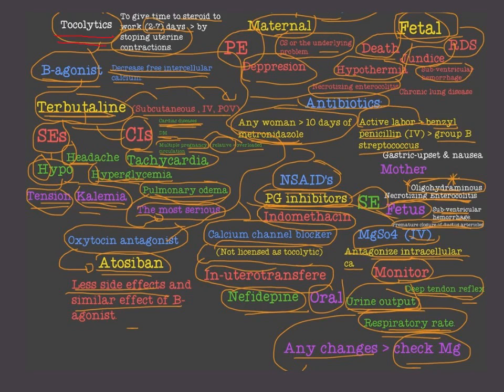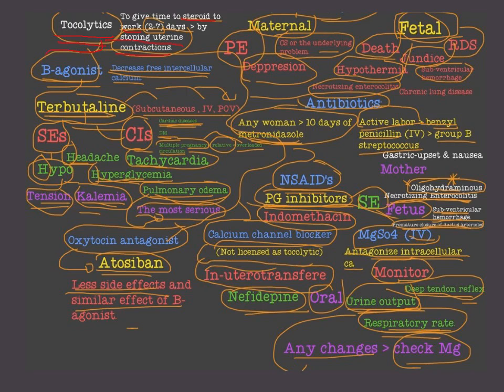What are tocolytics? They are drugs that are given to give time to steroid to work. Okay, if you remember in the last video, I told you that we give steroid to mature the lung, and to give the steroid enough time to work, between 2 to 7 days, we give tocolytics, because tocolytics postpone delivery about 2 to 7 days. How? By stopping uterine contractions or reducing uterine contractions.